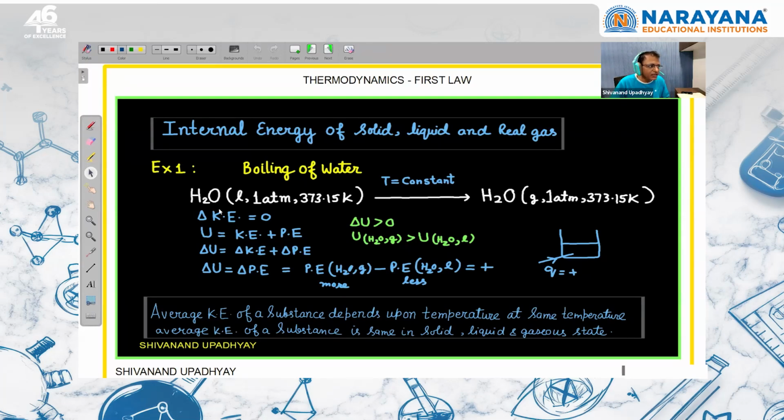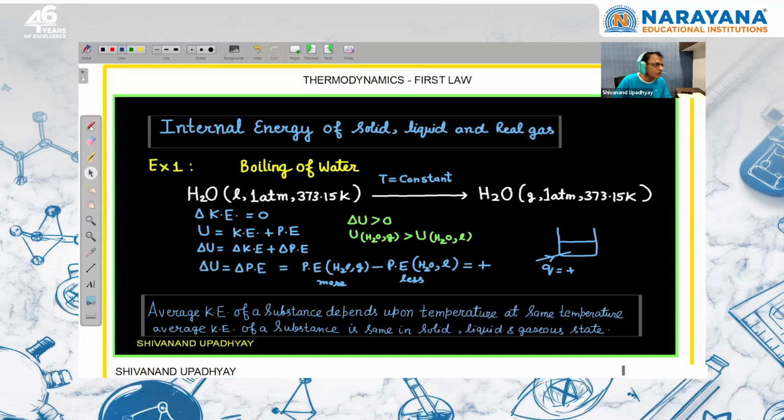So here when we are talking about the average kinetic energy of water in liquid state at 100 degrees Celsius, and the average kinetic energy of water in vapor state at 100 degrees Celsius, both will be the same. That's why the change in kinetic energy during this phase transition is equal to 0. So you should understand why the change in kinetic energy is equal to 0: because average kinetic energy does not depend on the state of matter. It only depends on temperature.